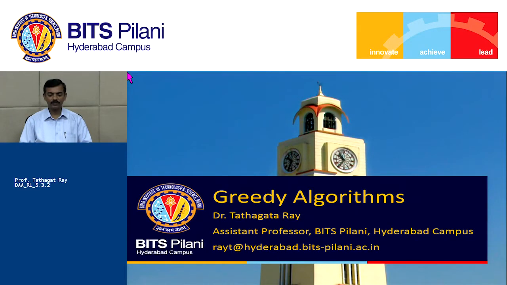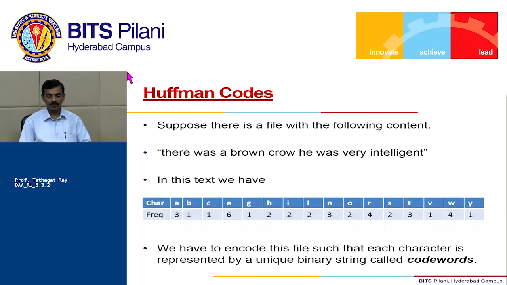Welcome to the next session of greedy algorithms. So in the last session we looked into this problem of encoding a file in an optimal manner. If you just recall, you had a text file. For every character you are counting how many times it is appearing in the file, so you get the frequency of the character, and you want to encode this file using a unique binary string, which is called a code word.